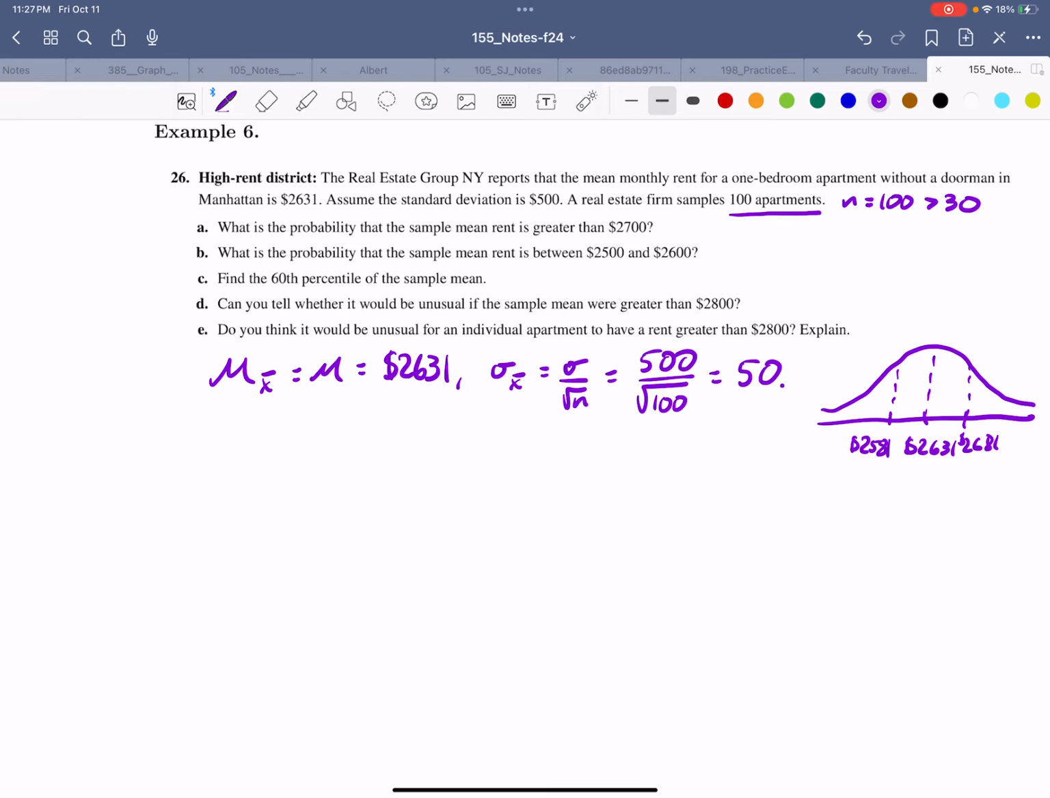All right, so we got that, okay? Just a rough idea. This is the sampling distribution. So what's the probability that sample mean rent is greater than 2,700? Well, it looks relatively small. So I guess we'll say the probability that x bar is greater than 2,700 is going to equal, well, we're just going to use Minitab for this, right?